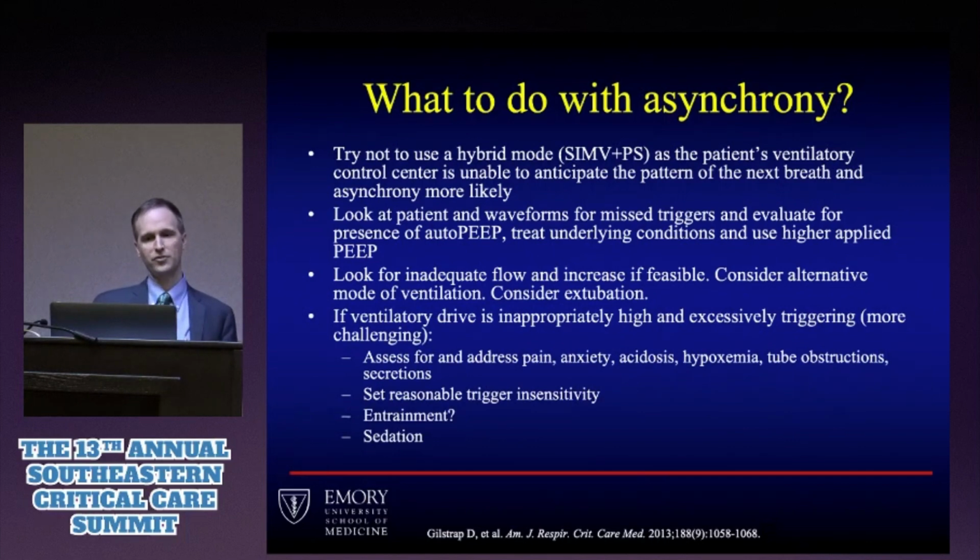If the ventilatory drive is inappropriately high, like they're having double triggering, then those can be challenging if you don't think the patient is ready to be extubated. The main concern is to address underlying pain, anxiety, or other factors that are driving them to have such a high respiratory drive. They're going to continue to double trigger and have cycling dyssynchrony if you can't address their underlying acidosis, secretions, pain, things like that. So you need to really focus on the underlying triggers rather than just tweaking the ventilator settings.